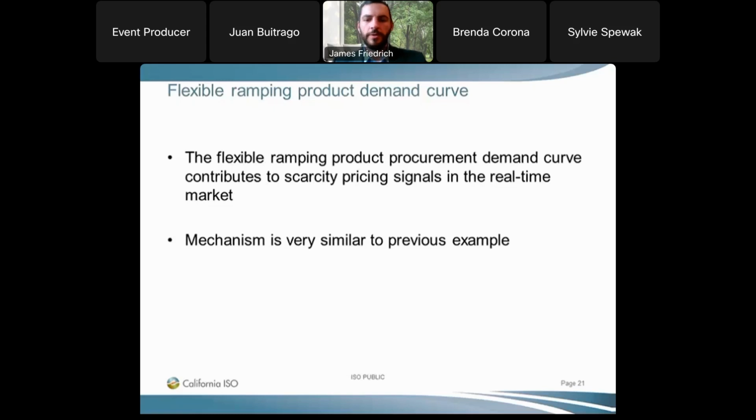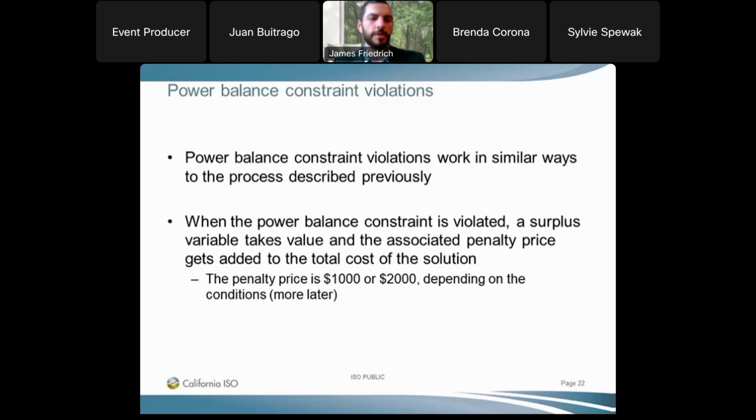All right, slide 22. I am nearing the end of the material. Actually, nope, that material was just one element of scarcity pricing, which is the reserve shortage pricing. Luckily, there's fewer slides on these ones. Before I do, it looks like Don has a question or comment before I go on.